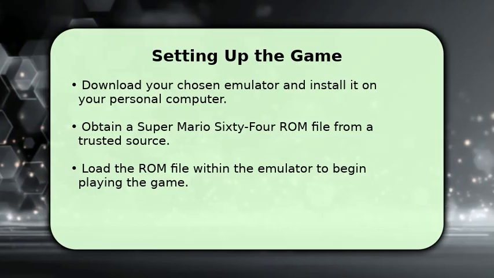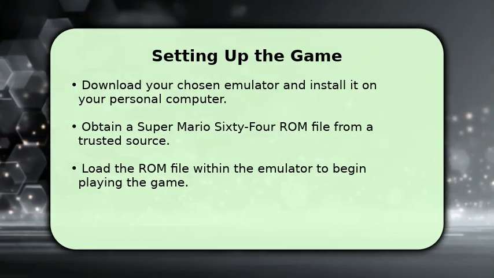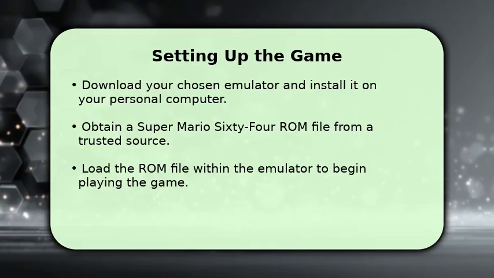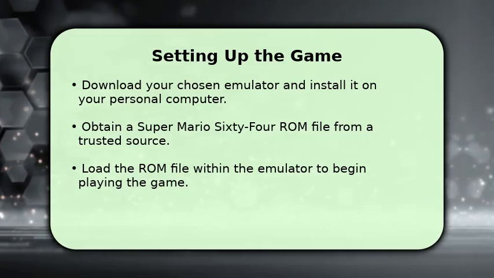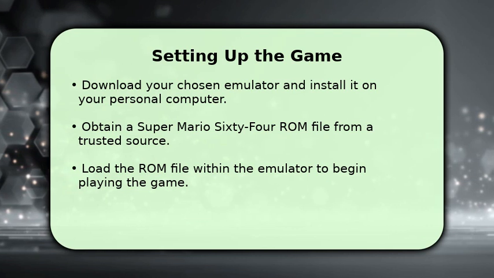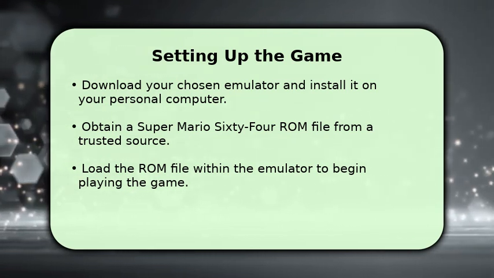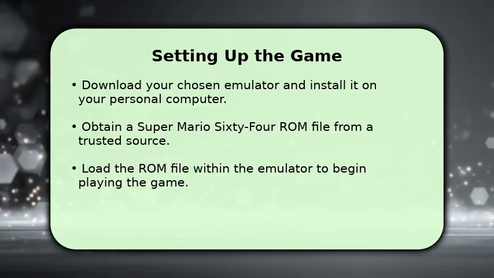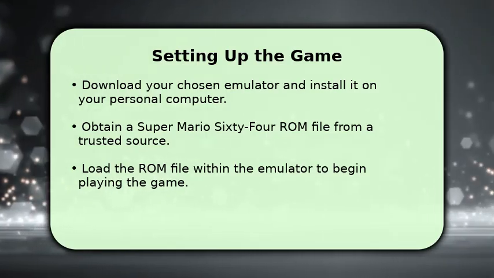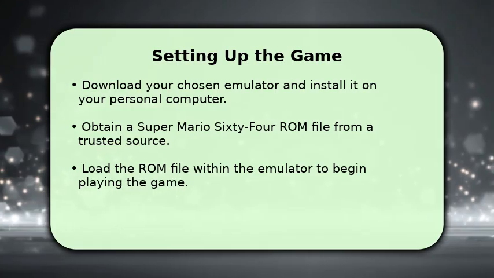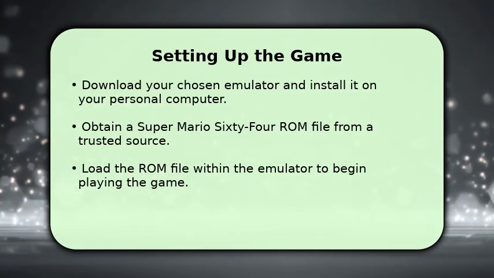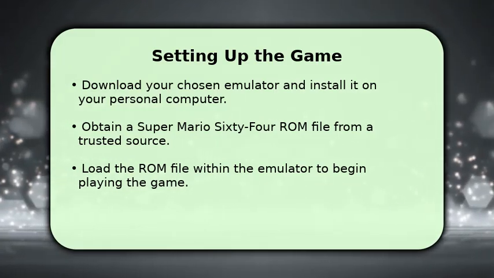Once you've selected an emulator, download and install it on your PC. Next, you'll need to acquire the Super Mario 64 ROM file. It's important to find this from a reputable source to ensure file integrity. After downloading, open your emulator, locate the option to open ROM or load game, and select your Super Mario 64 file to start your adventure.